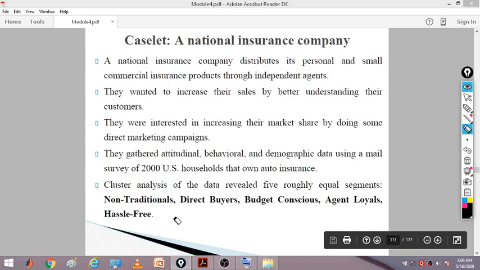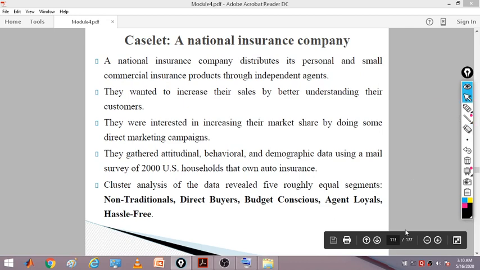That means they had some common characteristics. In one cluster, people were non-traditional; some were direct buyers who don't want agents; some were very conscious about the budget; some were agent loyals and some were hassle free, opting for whatever was easiest. From the questionnaires of the survey they collected data, and from that data they tried to categorize the customers.